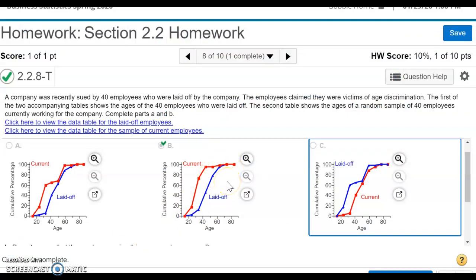And hopefully that will help you be able to work the homework problems that involve the ogive.